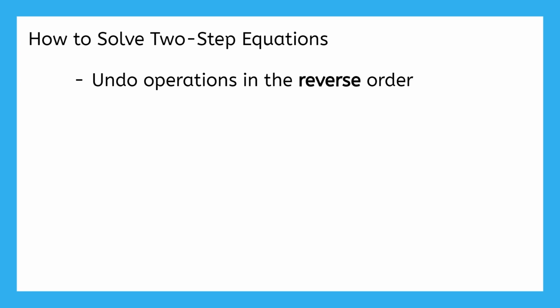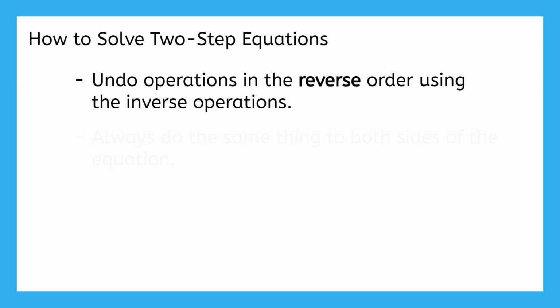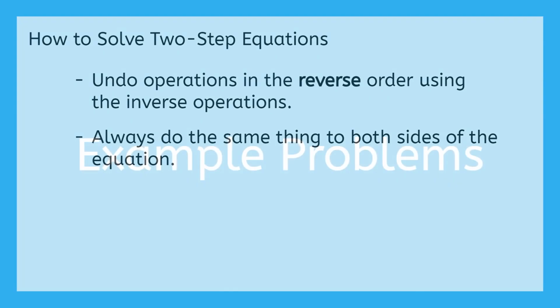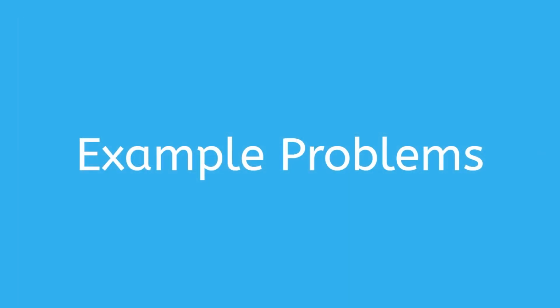Everything else that you know about solving equations also still applies here, so we'll undo those operations with their inverses, and we'll keep the equation equal and balanced by always doing the same thing to both sides of the equation. Let's see what this looks like in action with a few example problems.